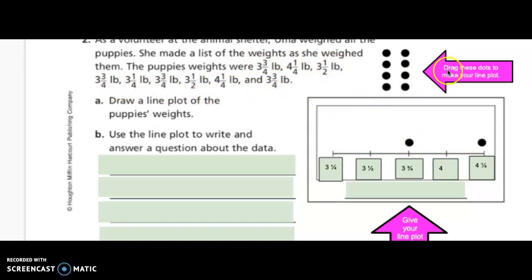And then it says here that I can drag the dots. So I already started for 3 3/4. I dragged the dot here. For 4 1/4, I dragged a dot here. Now I have 3 1/2. I'm going to click and I'm going to drag the dot down to 3 1/2. And when I'm finished, I want you to write a question that could be answered based on the line plot and answer your own question before turning in your assignment.